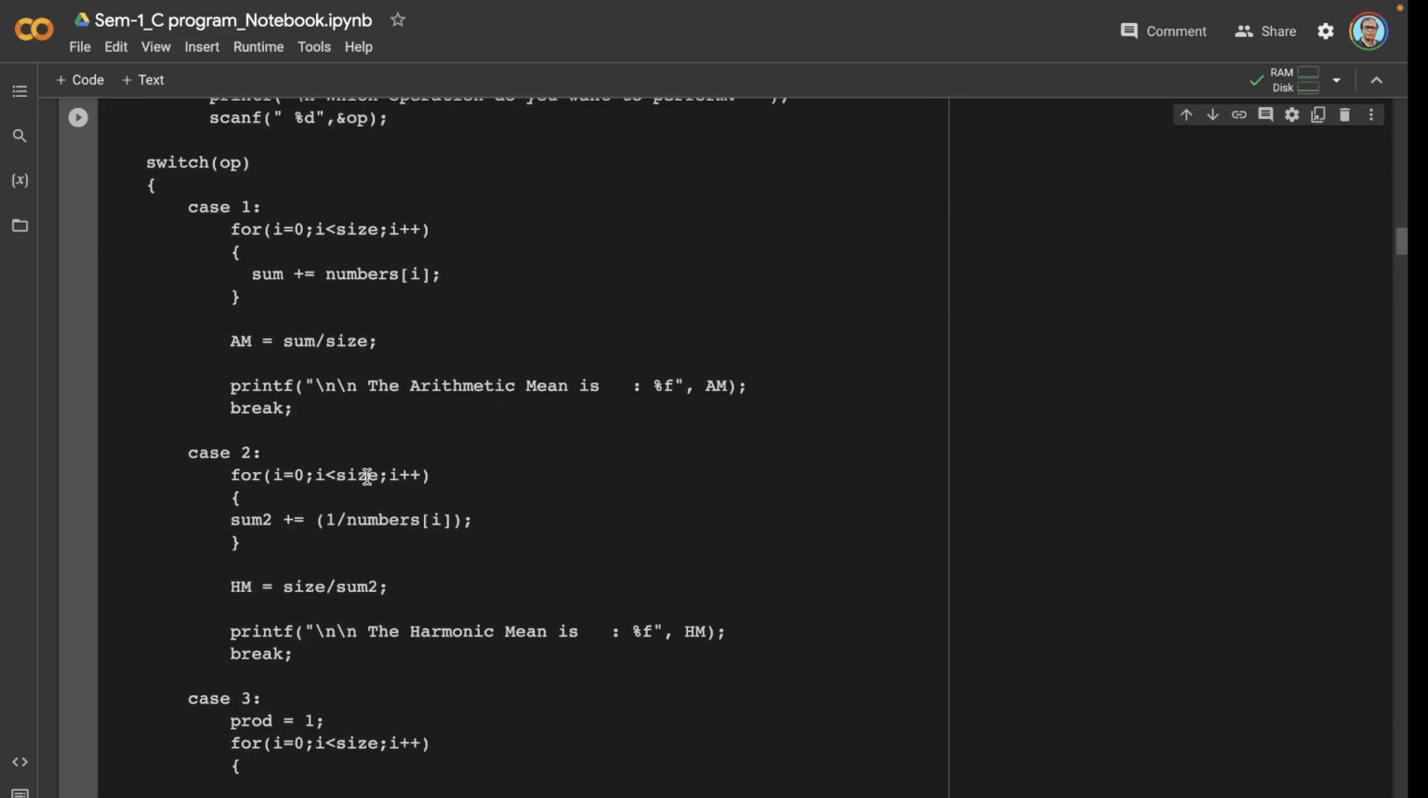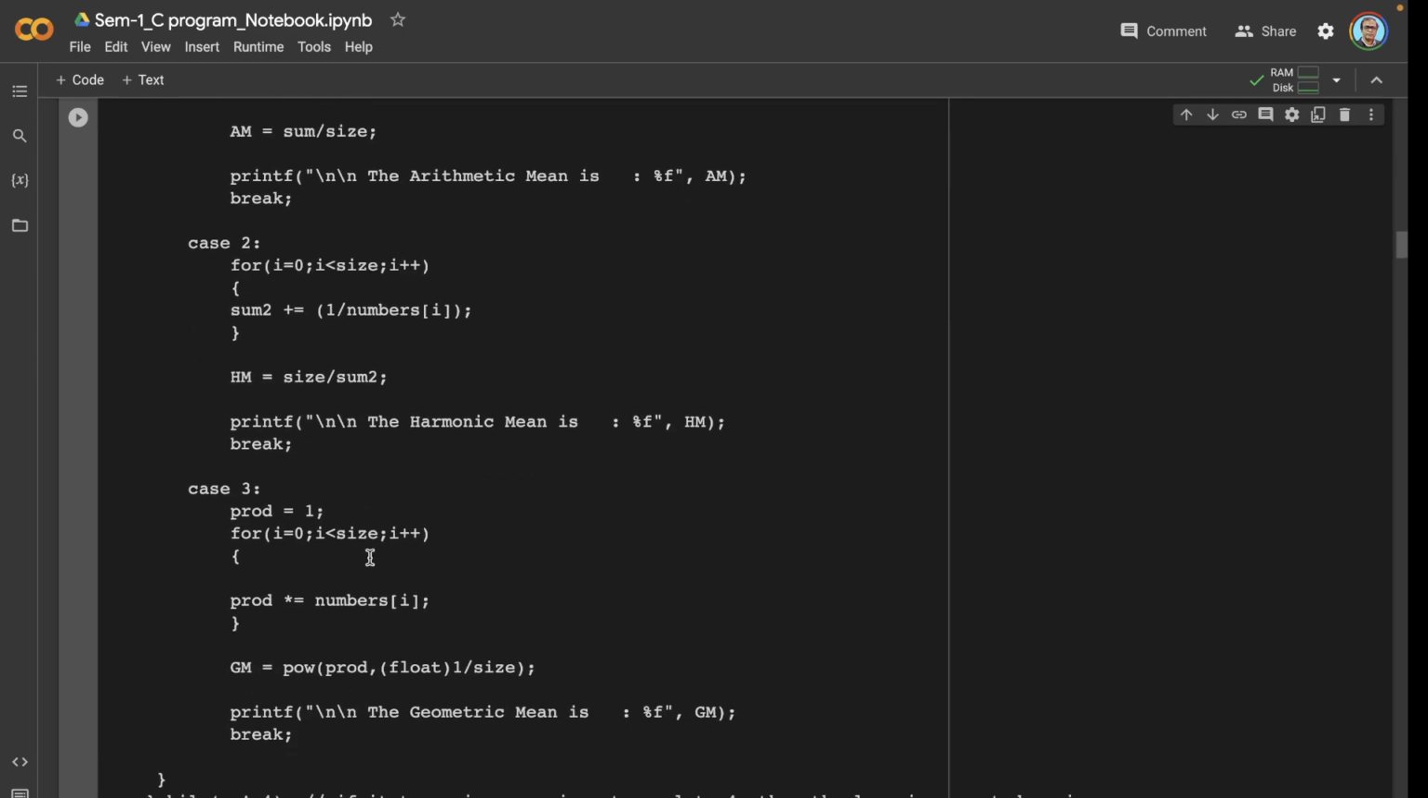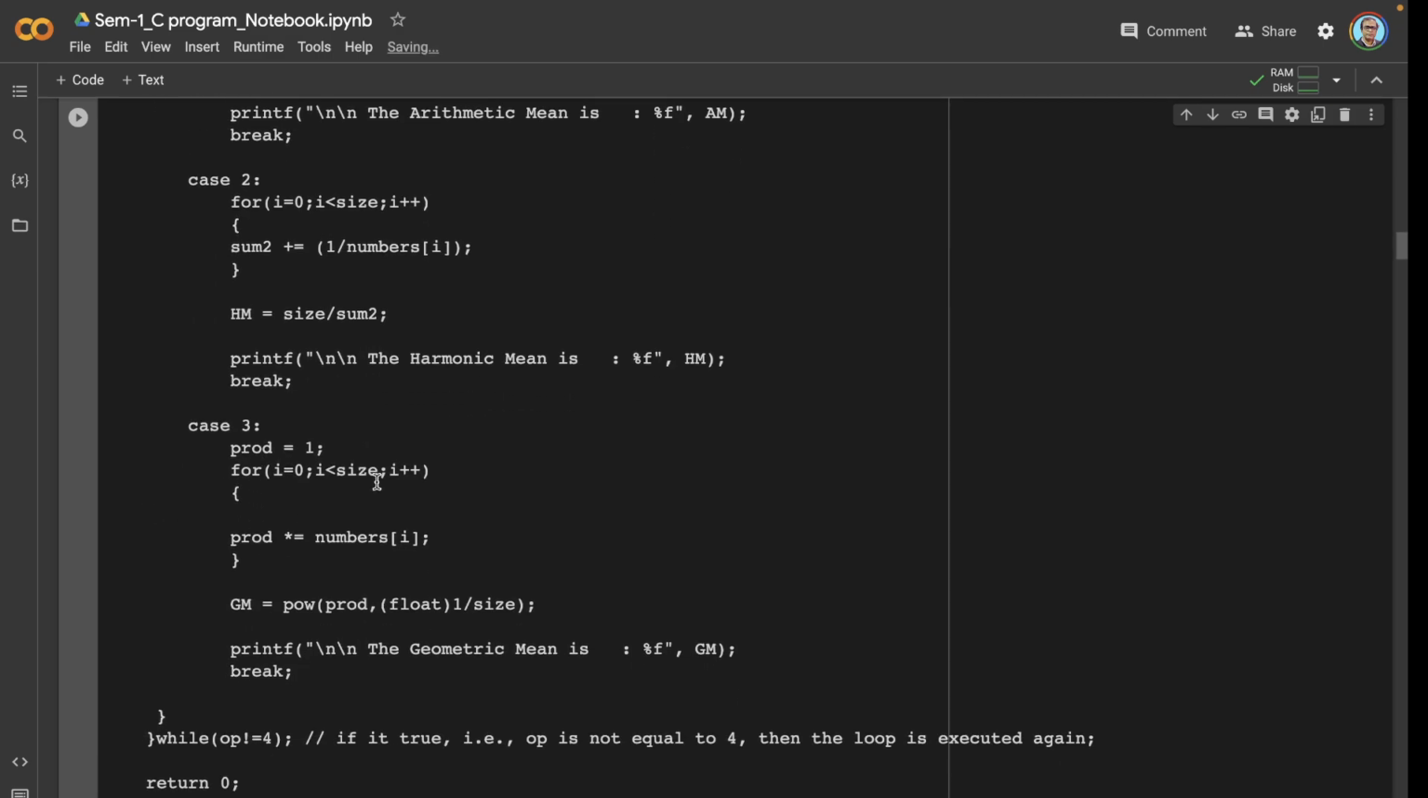And case 2, colon, sum2 is another variable, sum2 plus 1 by numbers I, 1 by this. So HM equals size by sum2. And case 3, product equals 1, and product equals product into numbers I.